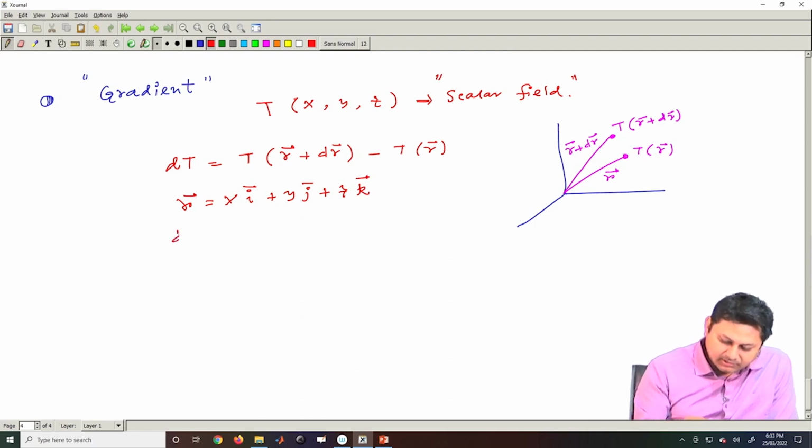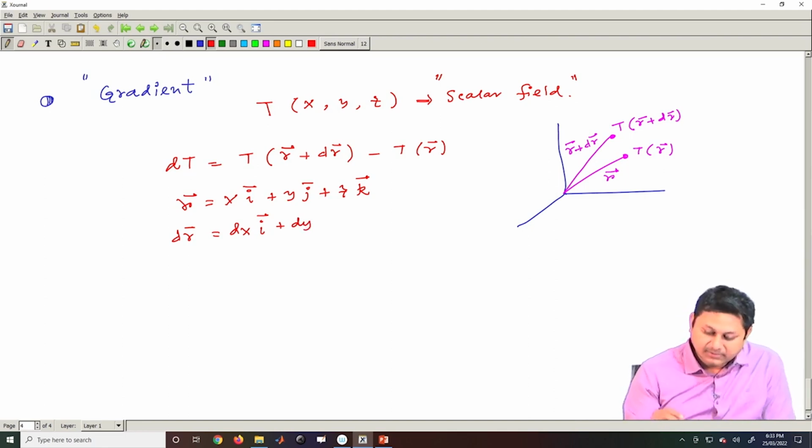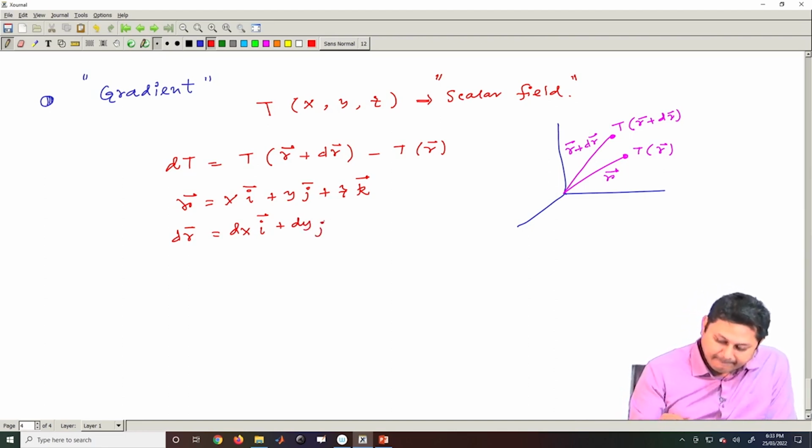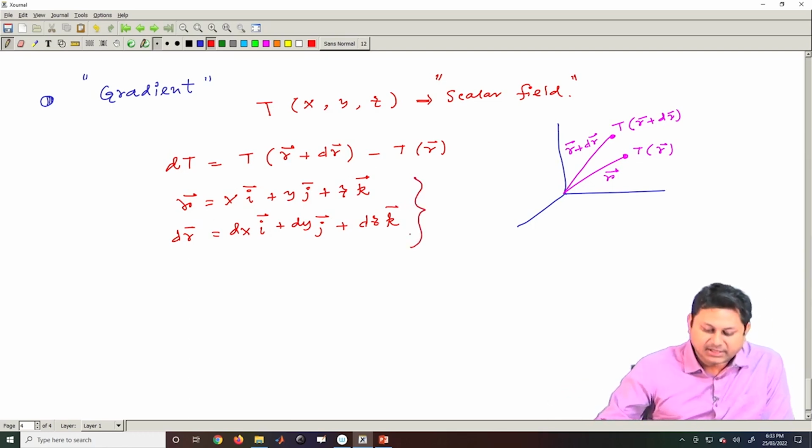And what is dr? The increment, or the small length element, that we also defined in the previous class. So, r and dr are now defined.